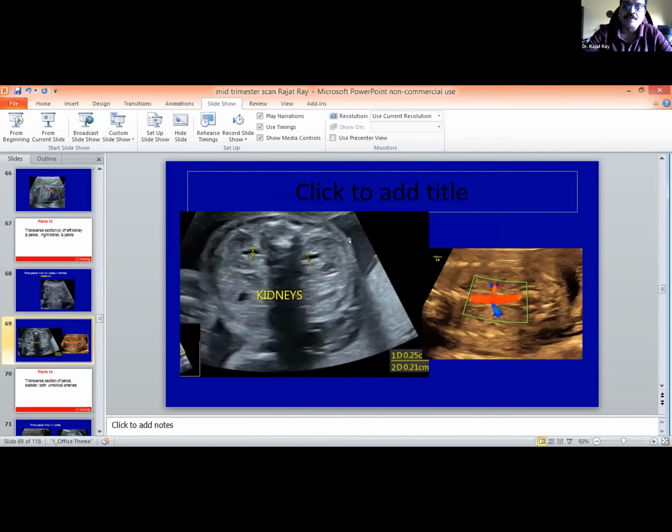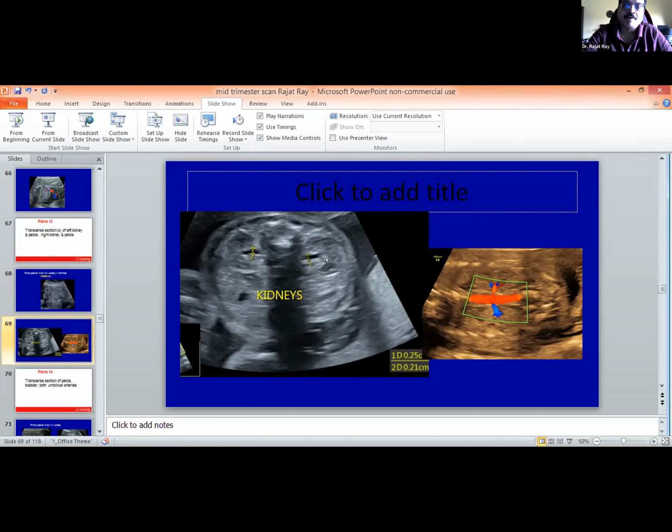So you measure the kidney in transverse section. You also see the kidney in the sagittal section and coronal section if you are suspecting an anomaly. And you always measure the pelvis of the kidney in the mid trimester. It is always measured in the transverse section, and the maximum limit is 7 millimeter at this mid trimester.